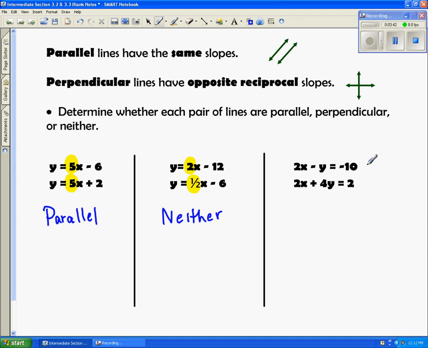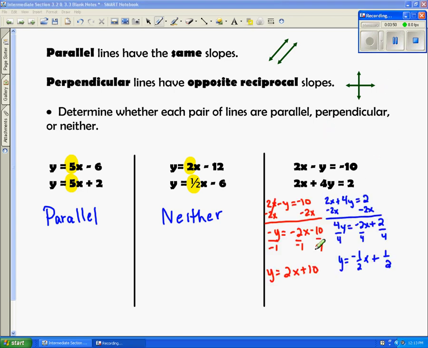Our last one: these equations are not solved for y yet, so I'm going to stop for a second and solve both of these for y. Once both of them are solved for y, we compare. The slope of the first equation is 2. The slope of the equation in blue is negative 1/2, so they're opposite. One's positive and one's negative, and they're reciprocals of each other, so this is perpendicular.